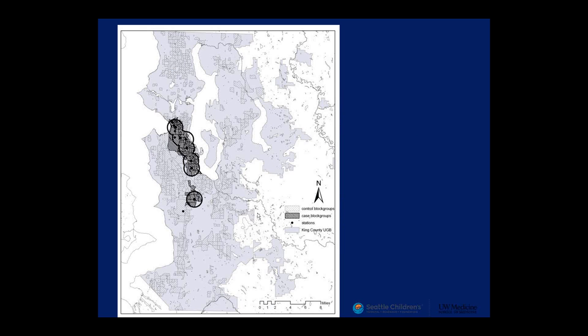So here, if folks are familiar with the Seattle area, the things in white, over here, that's water. This is Seattle. This is the rest of our county. Our dark census blocks here are the blocks that were cases. These were census block groups that had individuals that lived within a mile of this future light rail station. And then there were eligible block groups for control block groups in the rest of our county.